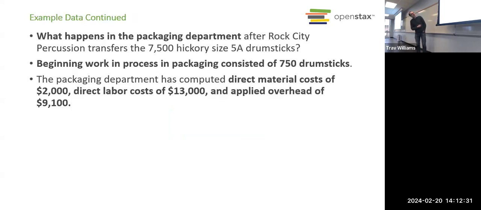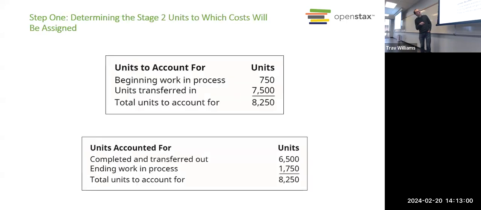All right, back to the drumsticks. What happens in the packaging department? So remember the 7,500 units of drumsticks that got completed and got transferred out of the shaping department into the packaging department. And so those costs get transferred into that department. Then it looks like they're adding more of their own costs.